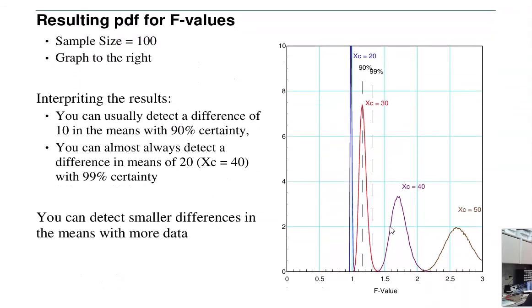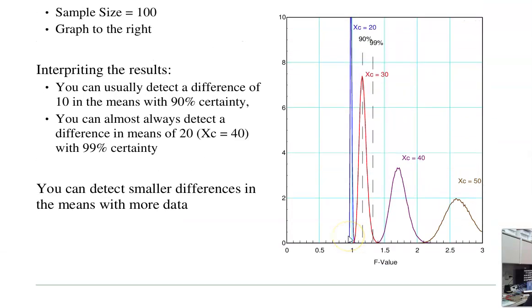If I increase the sample size to 100, then this is what it looks like. If the mean of C is the same, basically, it'll show up as being the same. If it's 30, half the time I can detect it at 90% certainty, half not. So if the mean of C is 40, I can definitely detect it at 90 and 99% certainty. 50 is definitely out there. So given enough data, I can see a difference in the means, but it might take a lot of data.